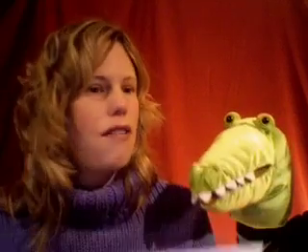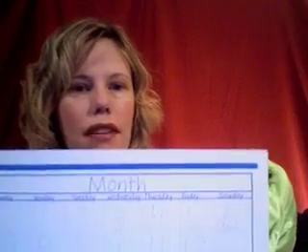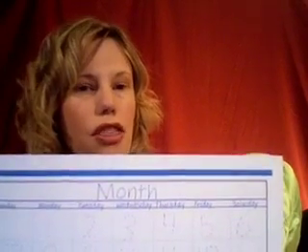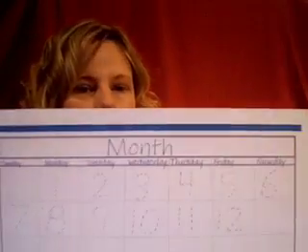Then you can talk about the day of the week that it is. Say it's Wednesday. That's the name of the day of the week. And then the number of the day. If you're having your child trace the number, this is the time to do it. Have them use a pencil, a marker, or a crayon, and trace around the number. So maybe it's Wednesday the 3rd, and they're going to trace around that number.